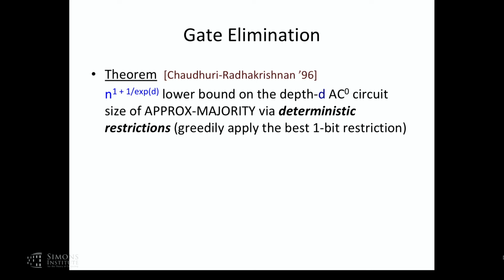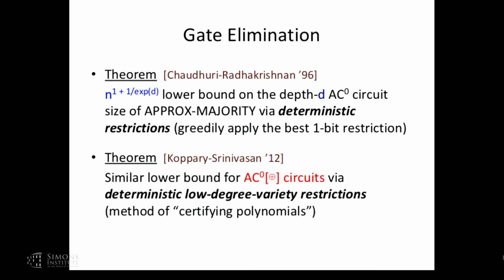Just to mention some further applications of these 1-bit restrictions. If you're looking at depth-d AC0 circuits, and you greedily apply the best 1-bit restriction deterministically, repeatedly, then at least one lower bound you can get is of this form: something barely superlinear, n to the 1 plus 1 over exponential in d. So this is the method of deterministic restrictions. You can get this for the approximate majority function.